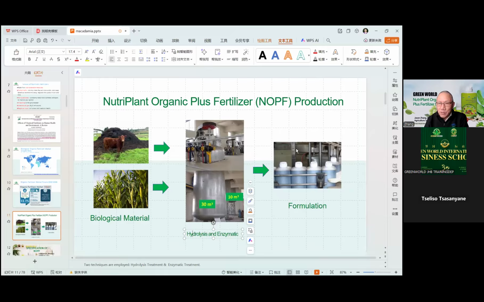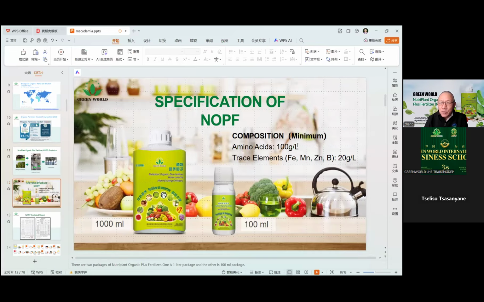Then we have a naturally organic procedure to produce our fertilizer, with all the natural amino acids and some trace elements. So this is the standard. Because it's natural production, you target 100 grams per liter, but sometimes you get 120 or 125. It's not a chemical synthesis, not a chemical procedure, so every time is different.